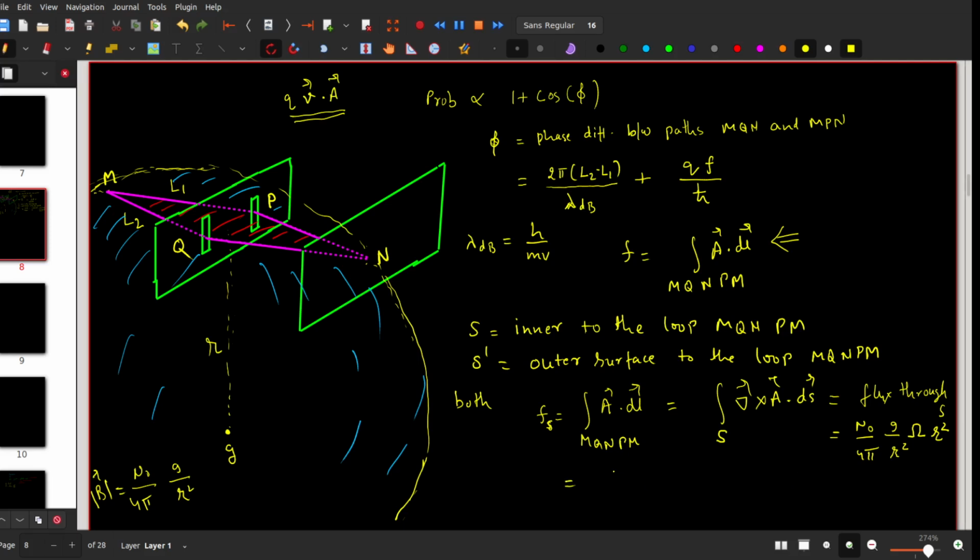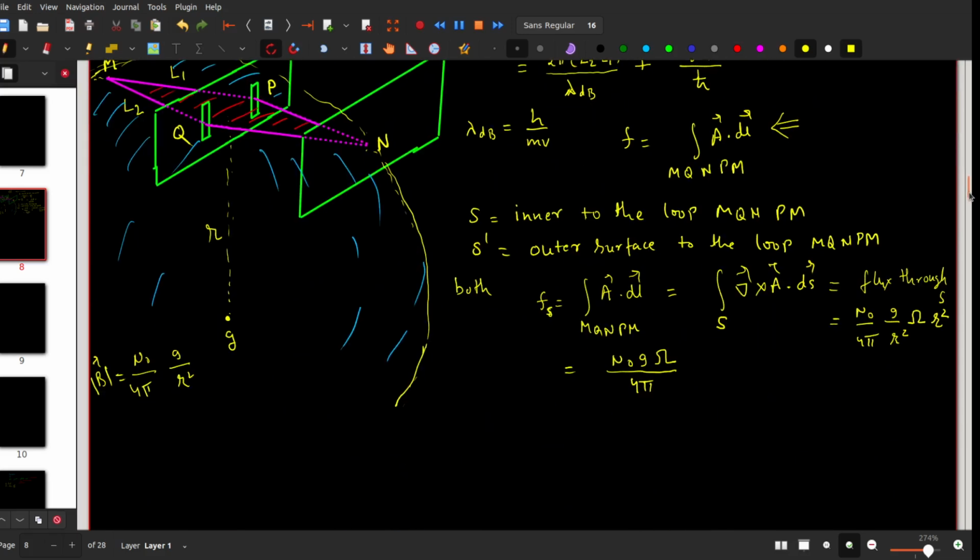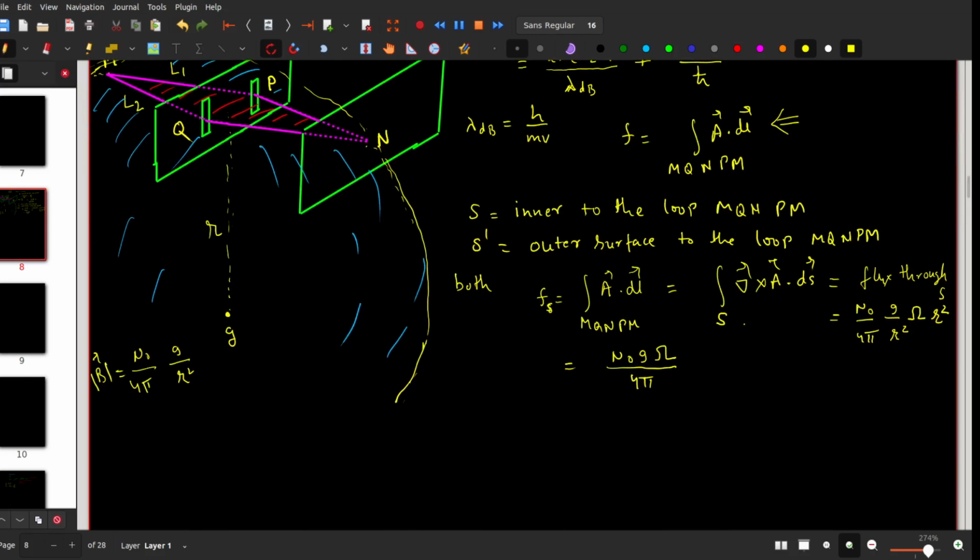equal to mu naught times g times omega divided by 4 pi. So this is our calculation using Stokes theorem if we consider the inner surface as a surface bounded by this loop. So this is our F, the calculation of flux using surface S in the Stokes theorem.